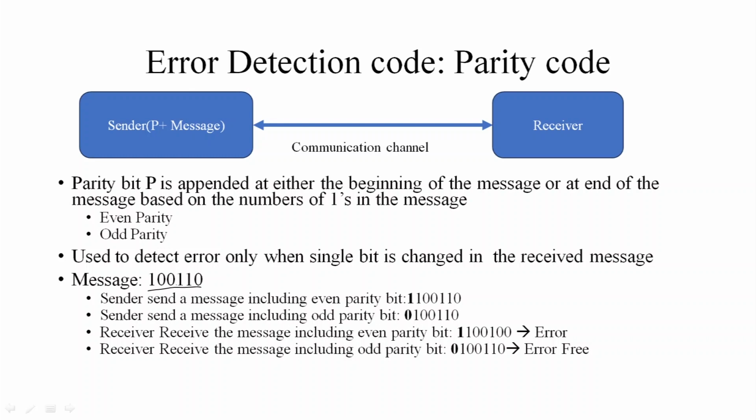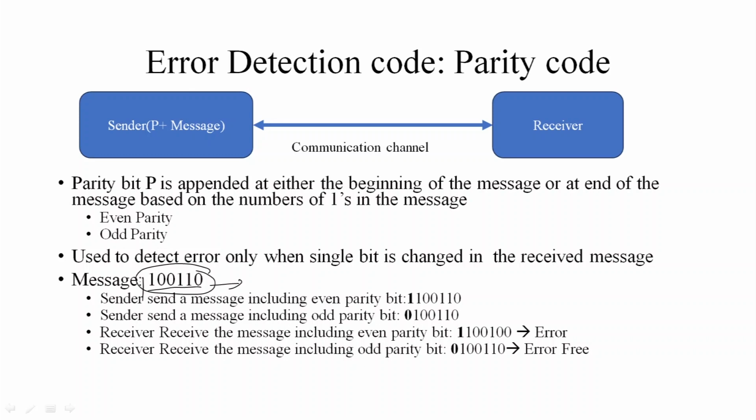Let us discuss. Suppose this is the message 10010, and the sender sends this message by including the parity bit as an MSB, means at the beginning. So what is the parity here? Suppose the sender and receiver both agree that the message includes an even parity bit, and the receiver also knows that the message includes an even parity bit.